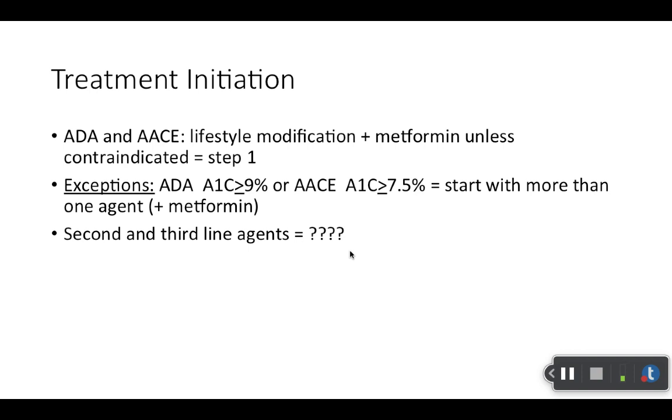Socioeconomic factors as well. Do they have access? Because some of these medications are more expensive than others, which we'll talk about here in a second. So can they afford the second line or third line agents? Can they not? Do they have insurance? Do they not have health insurance? Do they need to be prescribed something that's generic? Can they go to brand name, etc.?